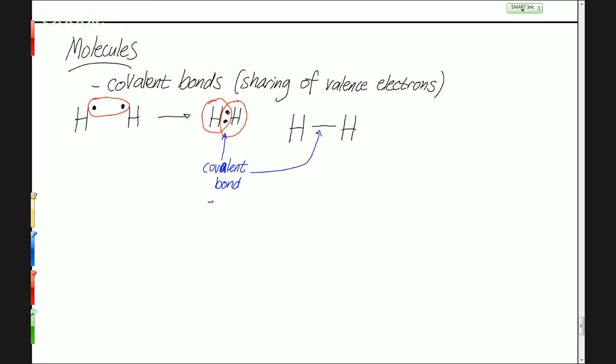We have to be really careful about that now. That straight line does not just mean atoms are close to each other. It specifically means that there are 2 shared electrons. So when we draw a line between 2 atoms, we're saying these 2 atoms are sharing 2 electrons.